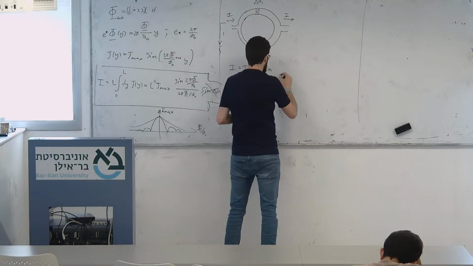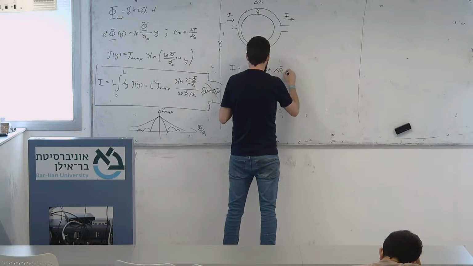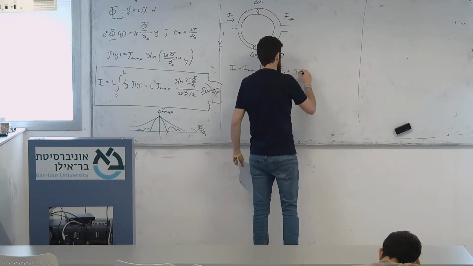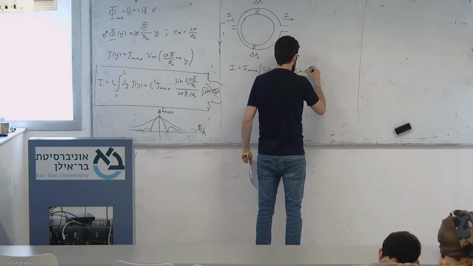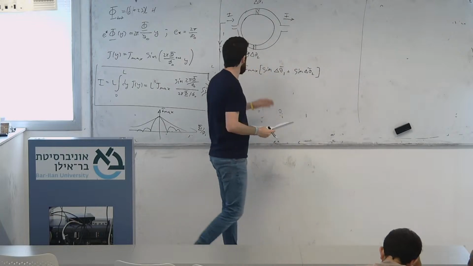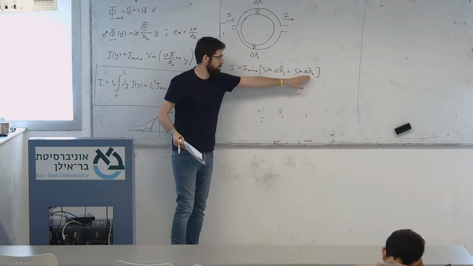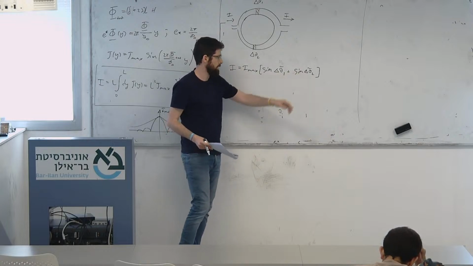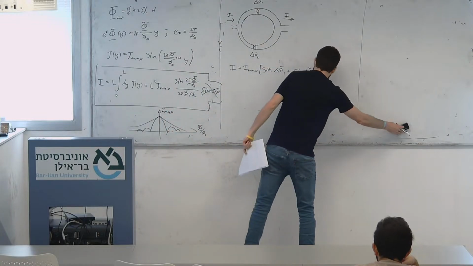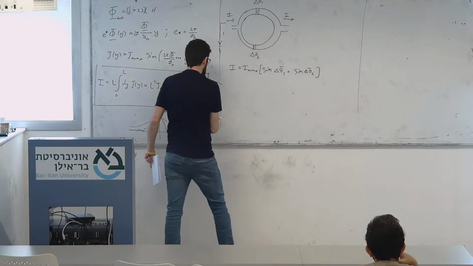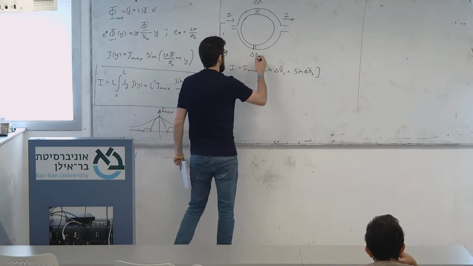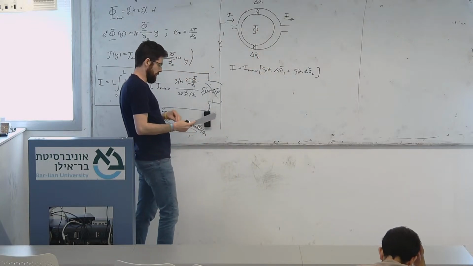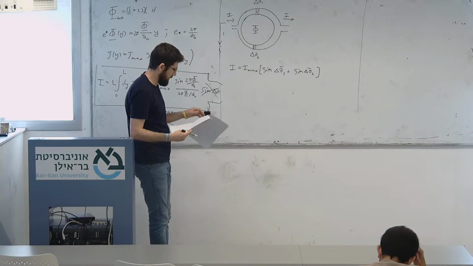Sine of delta theta tilde 1 plus sine of delta theta 2 tilde. So each Josephson junction gives some gauge-invariant phase difference across the boundary, and that will give us the current. Now let's assume that we plug in here some flux phi.